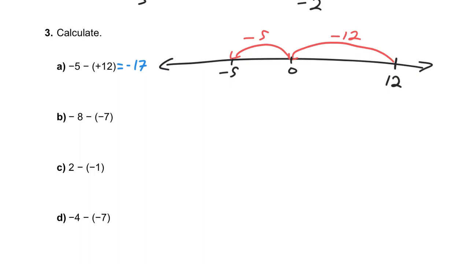Next, we've got -8 minus -7. We could do this with counters if we wanted to. We could say, okay, we've got 7 negative counters. 1, 2, 3, 4, 5, 6, 7. And then, how far is it to get to -8? We need to add one more. So the answer is -1.